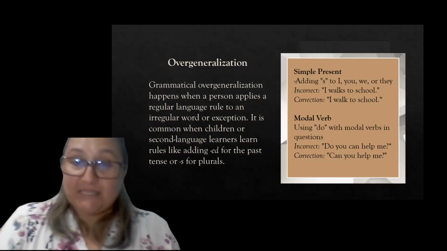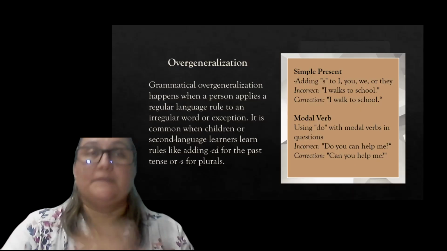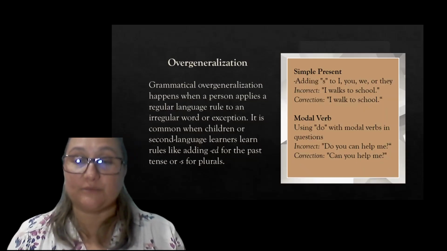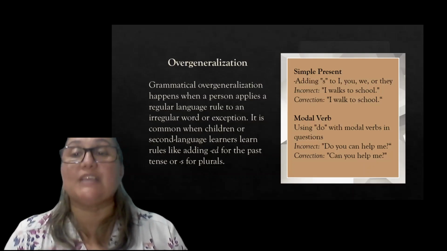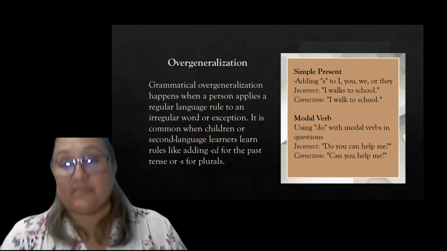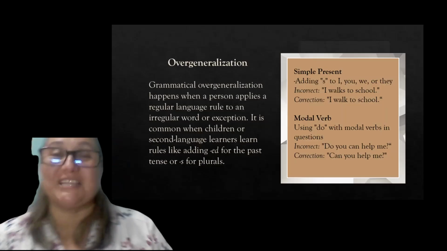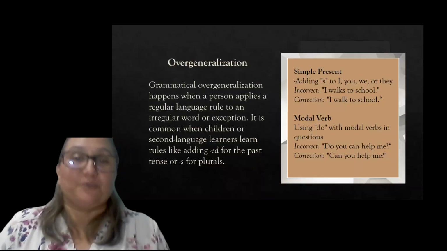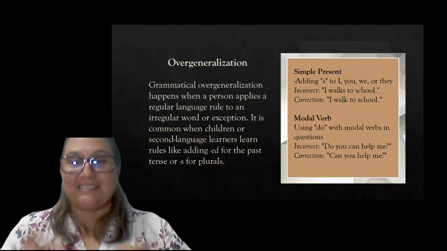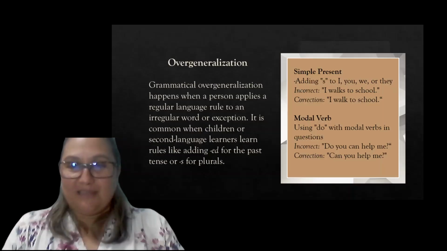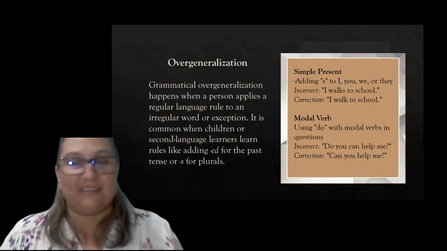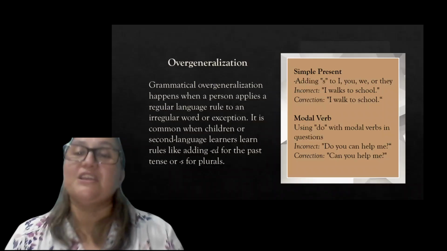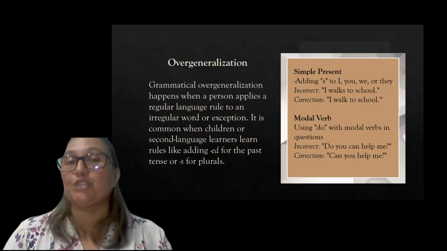For example, in simple present, they used to add the letter S to the verb when we use a sentence with the subject pronoun I, you, we, they. For example, "I walks to school." So they apply the letter S because with the third person, he, she, it, we do it, right? So instead of separating the two rules, they just generalize the rule, so they apply it to all the subject pronouns. So the right way is "I walk to school."